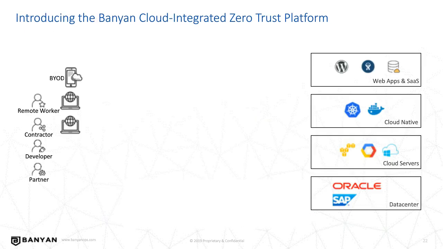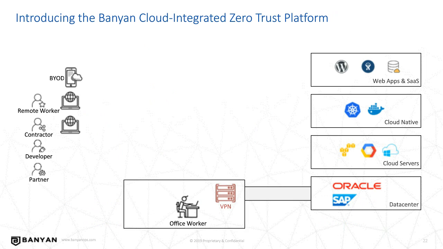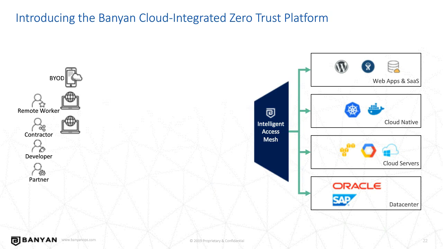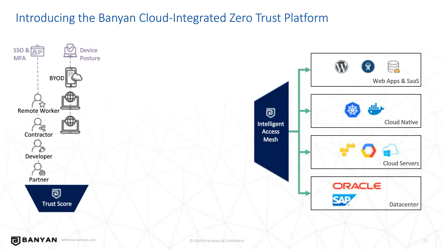Specifically, the way we do it is we no longer rely on the concept of a trusted network. Instead, we have a cloud-integrated solution where we provide what we call our intelligent access mesh that manages traffic into all your applications. The access mesh is deployed close to your applications. It doesn't matter where they run. Could be on-premise, could be in the cloud, could be SaaS. And for the entities that require access, we integrate with your identity providers to ensure all access comes through single sign-on, multi-factor authentication, and from a device that is both trusted and registered.